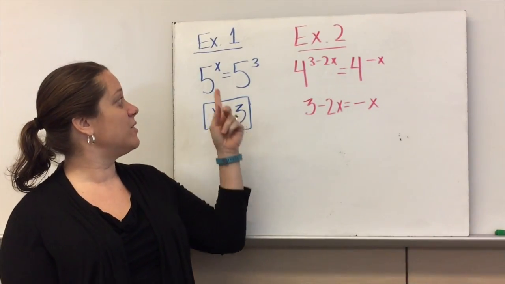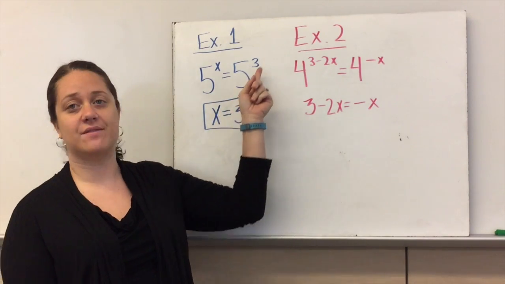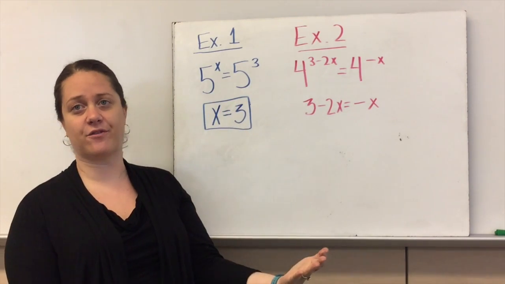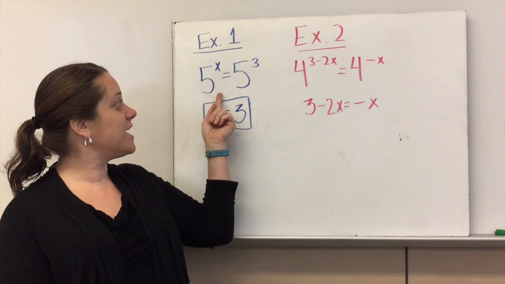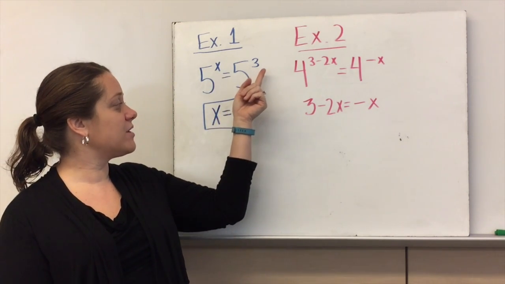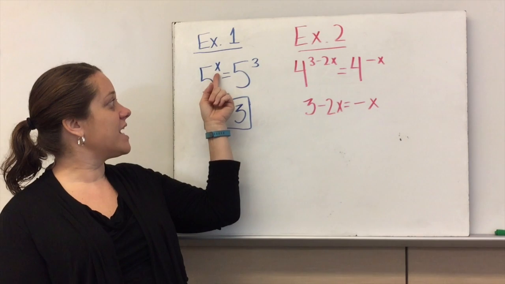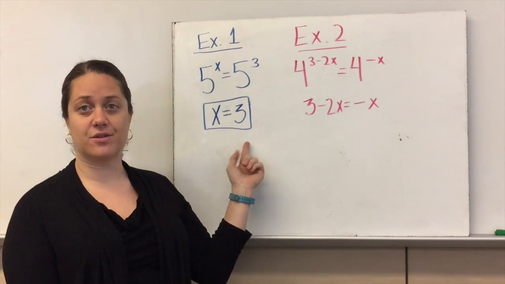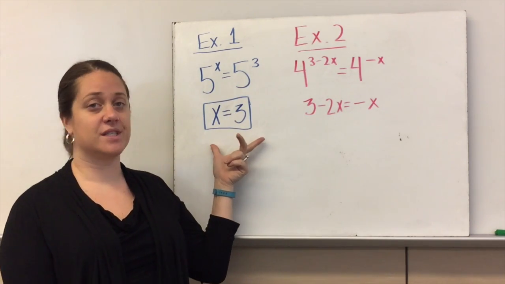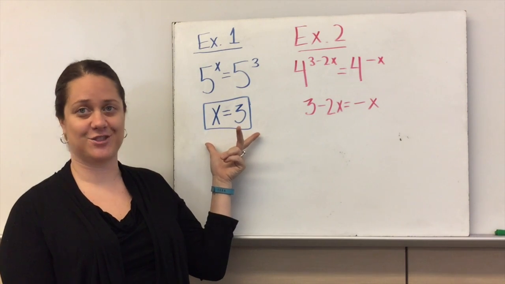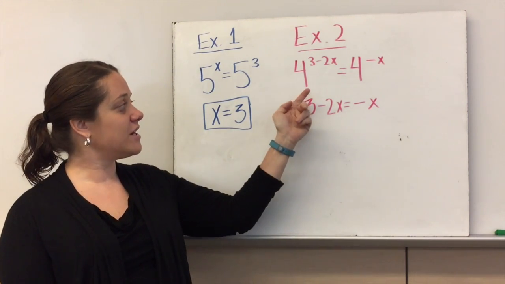So example 1, we got 5 to the x equals 5 to the third. So I started off really easy for you. So you can see if it's 5 to the something equals 5 to the third, well then we know that the x must equal 3, right? So the bases are the same, you just set the exponents equal, and this one you didn't even have to solve. So let's try another one.